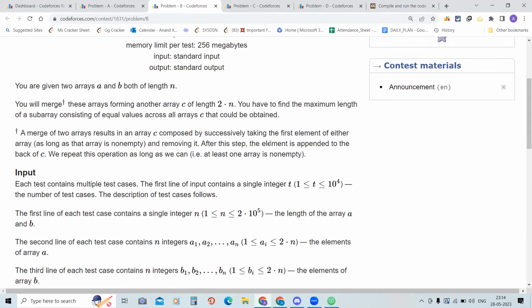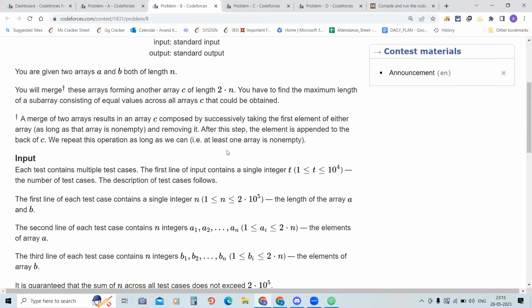Okay, so basically you are given two arrays and you have to merge them. Now here is given a definition of how we can merge two arrays. Merging two arrays results in an array C composed by successively taking the first element of either array and removing it. After this step, the element is appended to the back of C. So this is the given process.